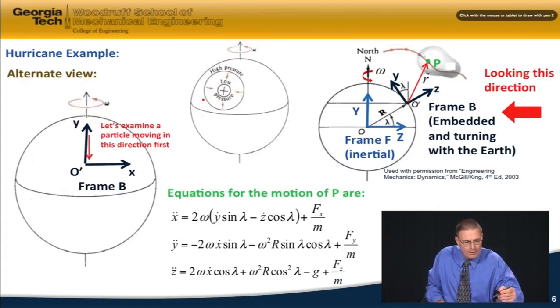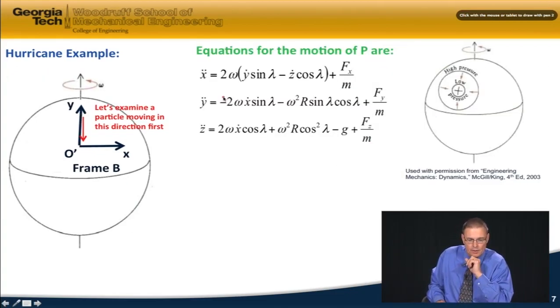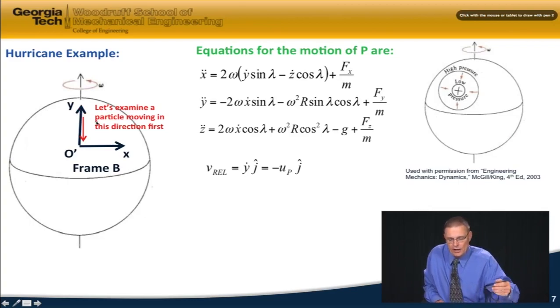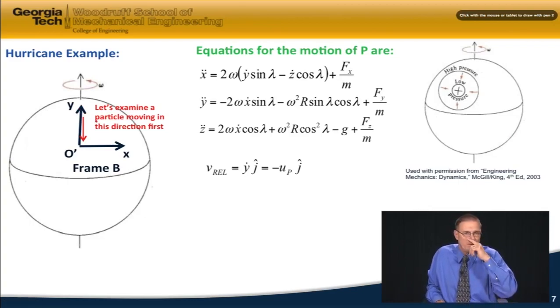Let's first examine a little particle that's coming down the y-axis towards the low pressure center, so coming down in this direction. So here's our situation. We're going to say that that particle has a constant velocity. That's going to be the relative velocity with respect to my moving reference frame. It's going to be y dot j, and in this case I'll just say it's minus u sub p, where p is for the particle. So it's got some velocity in the negative j direction, and it's a constant velocity.